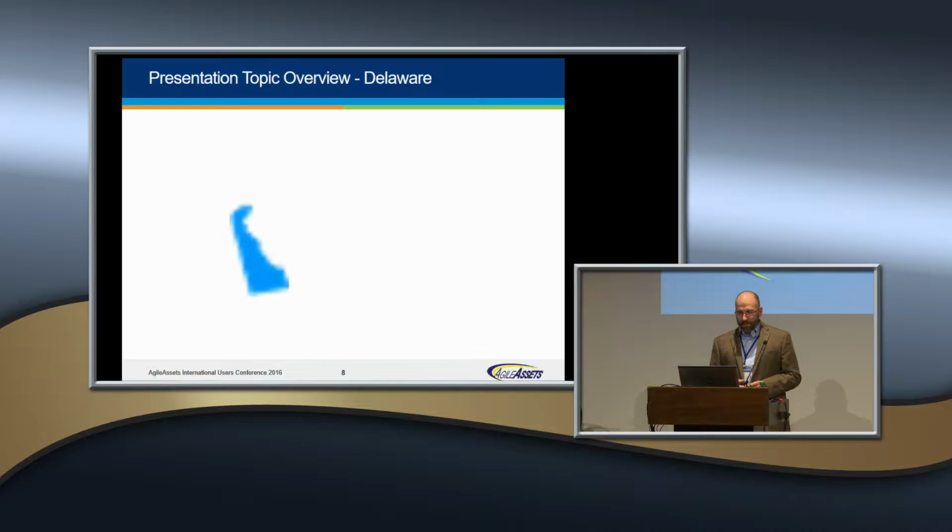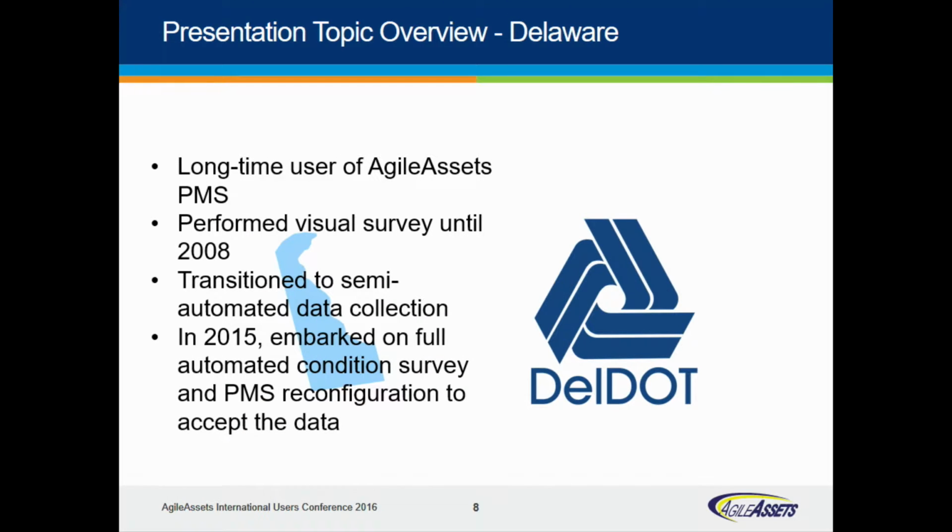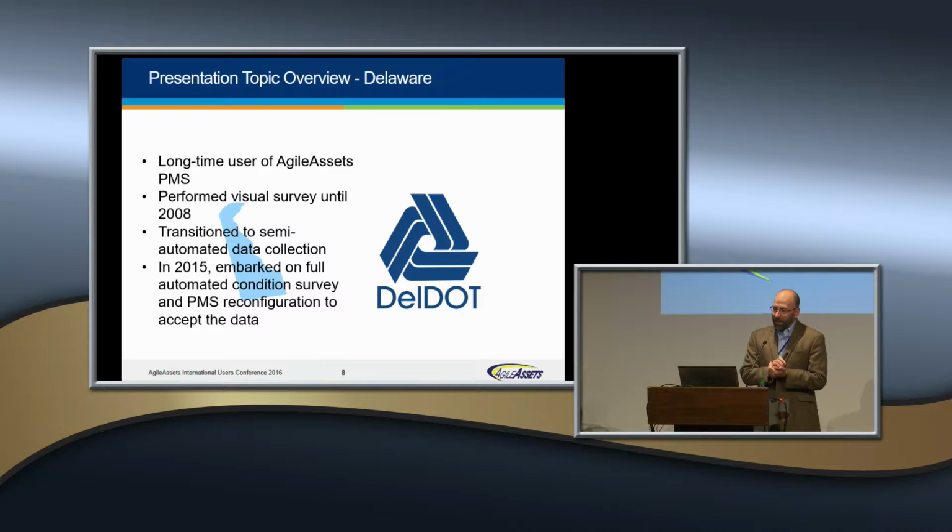And then last but not least, I make that really small state look really big, right? I guess when it's behind Idaho and New Mexico, suddenly Delaware's... Delaware's been another long-time AgileAssets customer, and I won't burden Rhonda with the years, because I know that's getting to be a little bit of a touchy subject, right? But a long-term client.